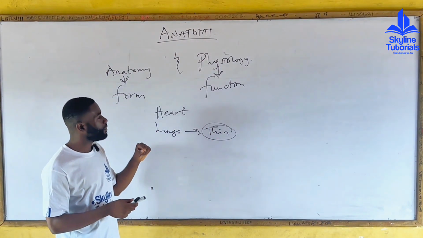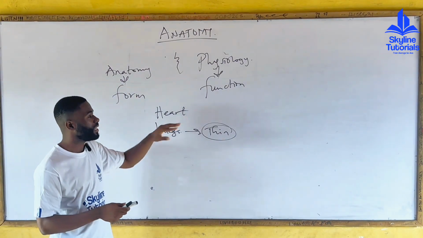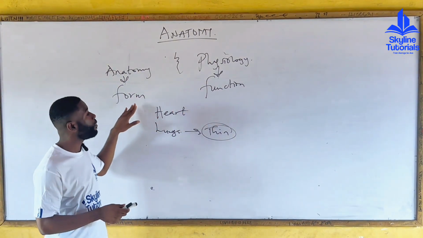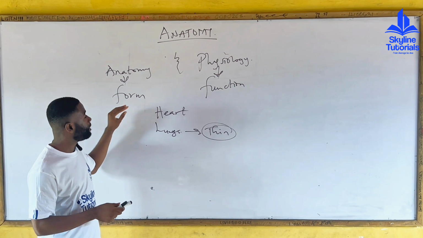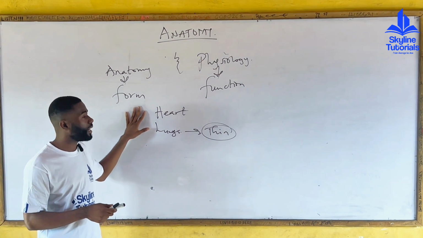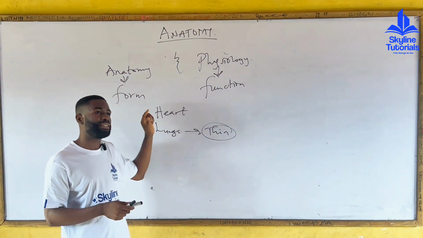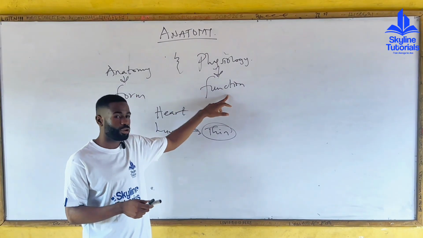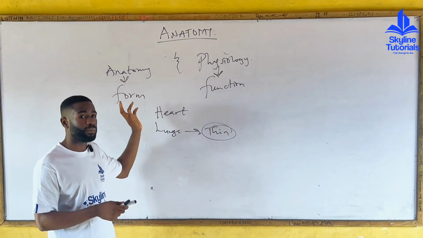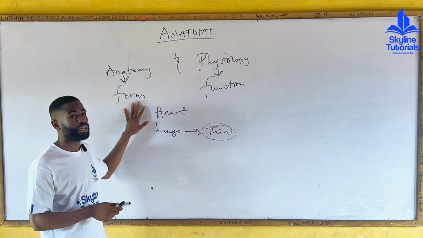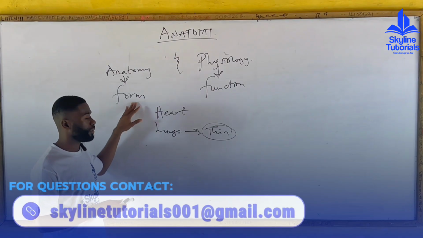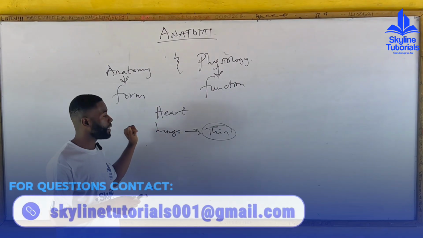So take note, there is a close relationship between the function and form of the human body. The function of any organ in the human body is dependent on its structure or its shape. Let's take note of that.